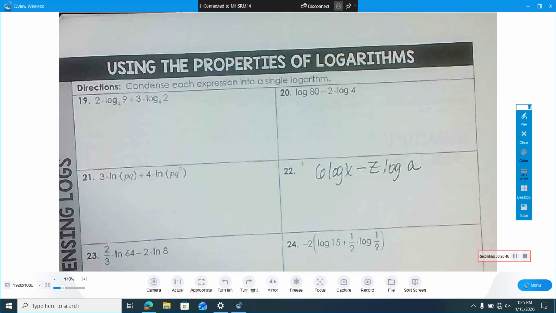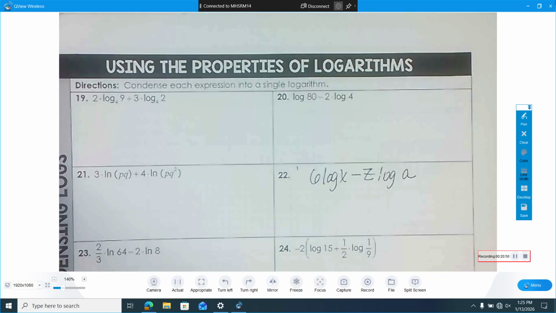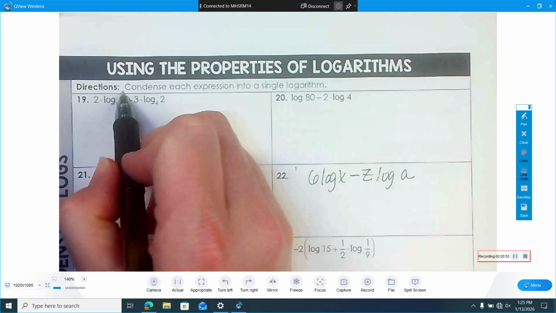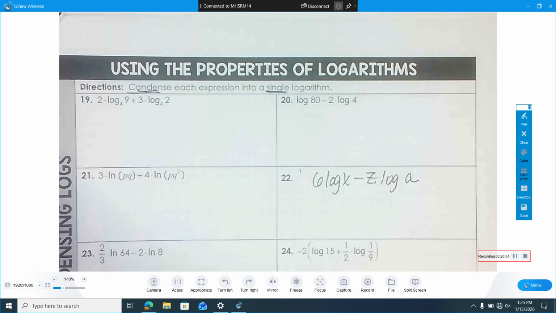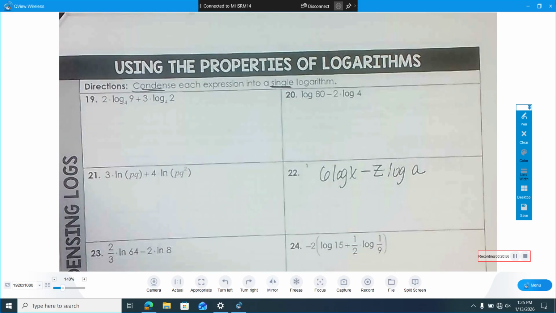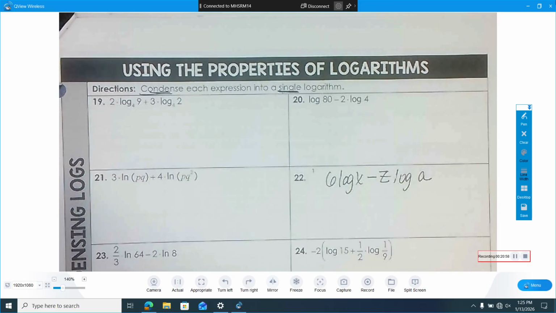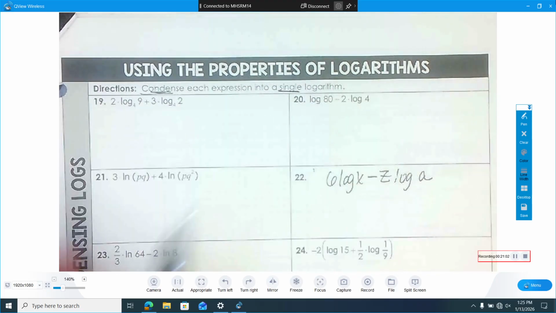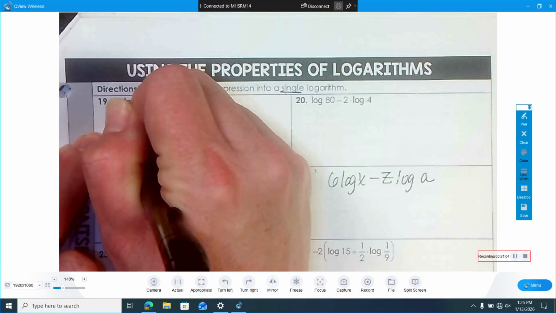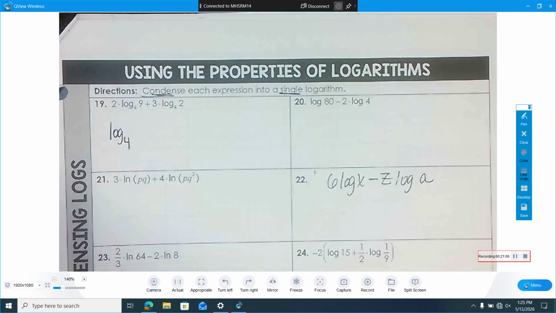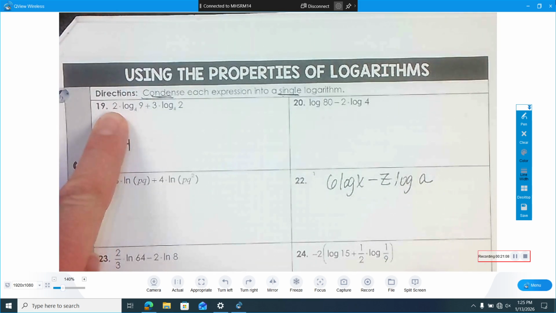Let's go up here. So here we are condensing to a single logarithm. Number 19, what do you notice first? They both have the same base. That's key. That's good. So we can write a single log with a base of 4. Very good. What is this 2? Where did it come from?